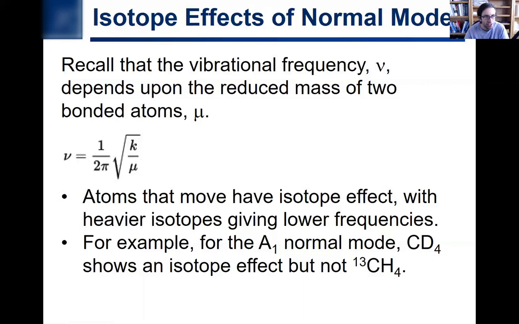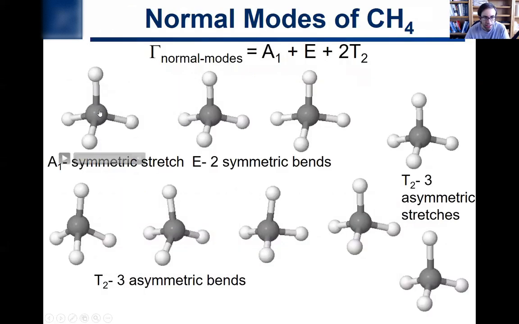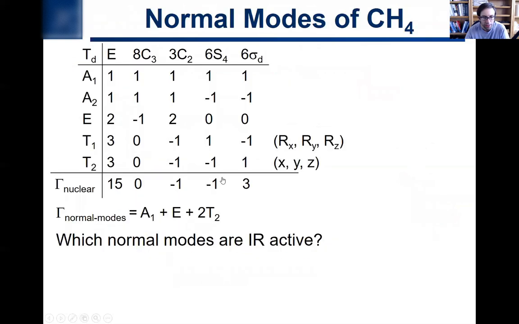However, if you make a C13 methane instead of C12 methane, at least the majority C12 in natural abundance, you will not see an isotope effect for the A1 normal mode, because, again, that carbon isn't moving here, okay? Kind of makes sense. How can an atom contribute to stretching frequency if it's not moving, right?